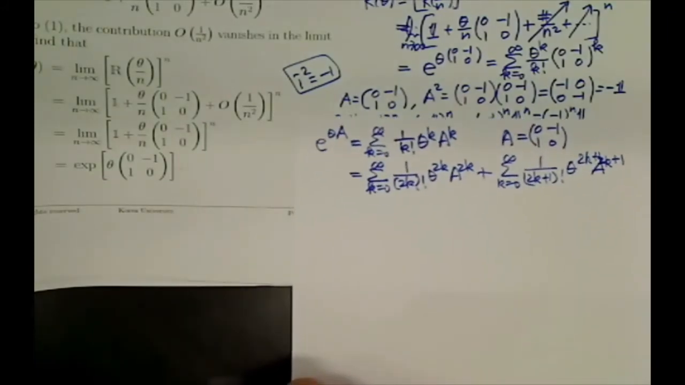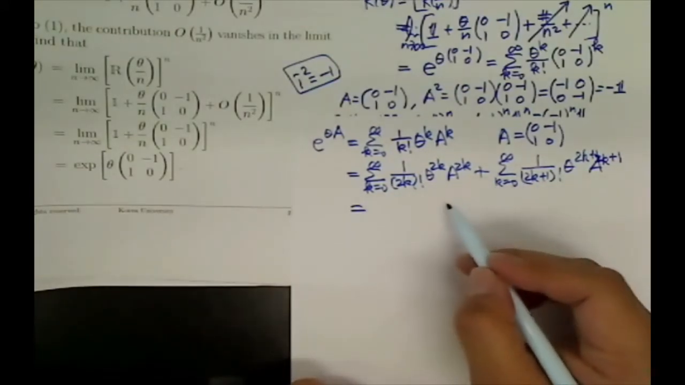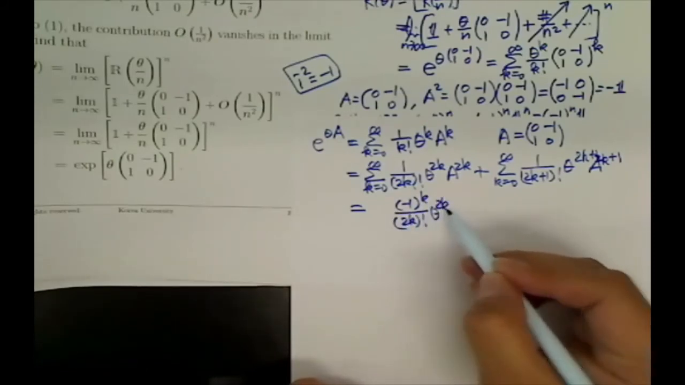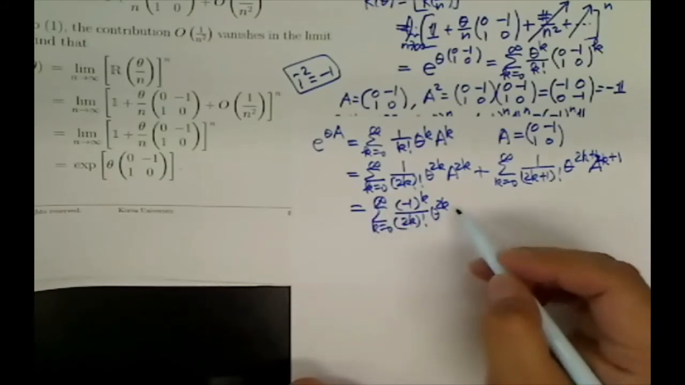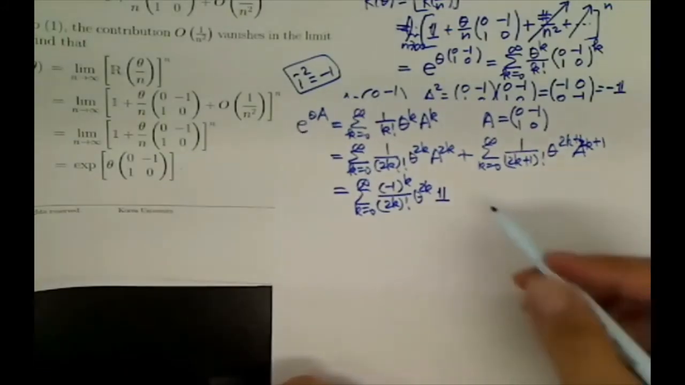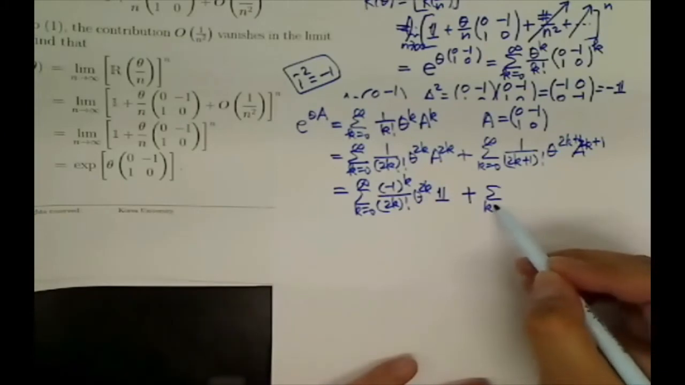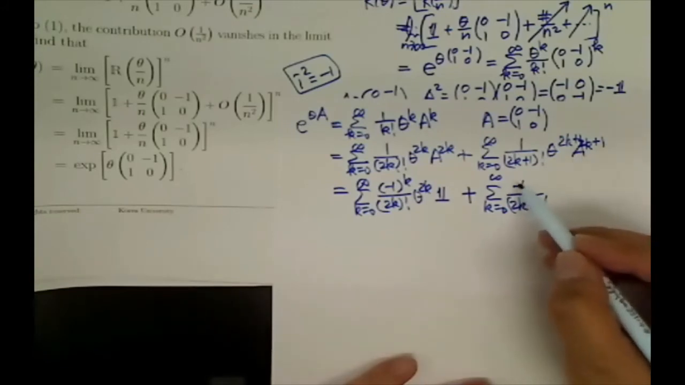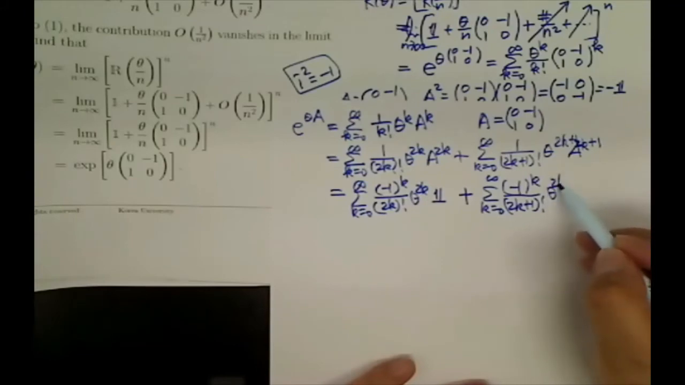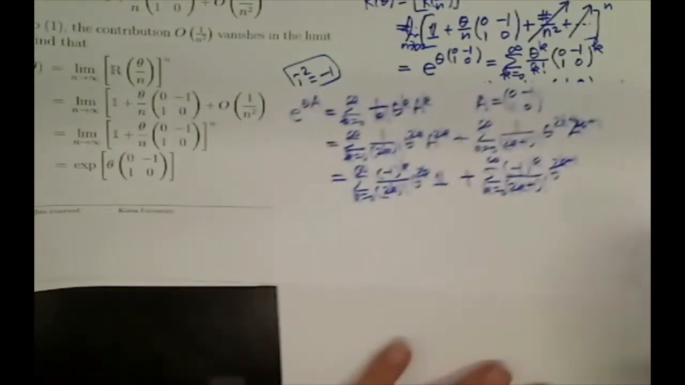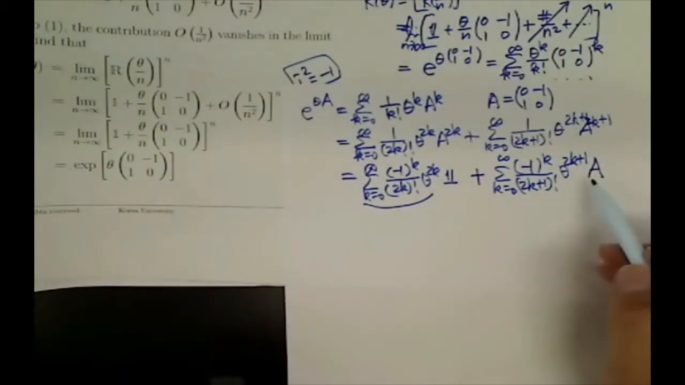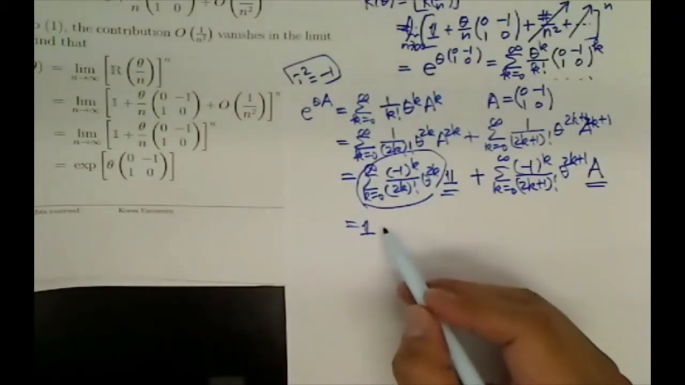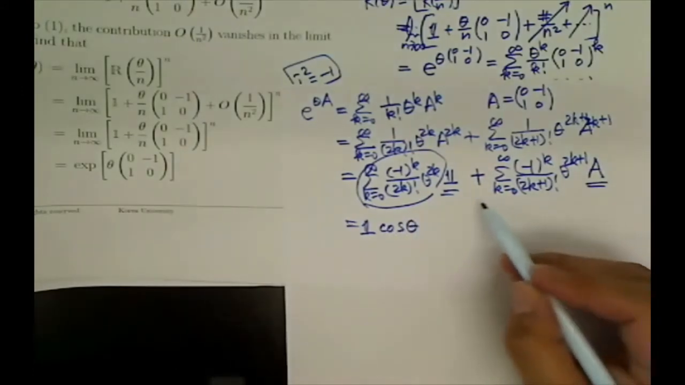Okay. This one is minus 1 to the k, identity. And this is minus 1 to the k, and A. And actually this is a number and they are factored. So we have identity and this one. This one is actually cosine theta. And this one is a sine theta.